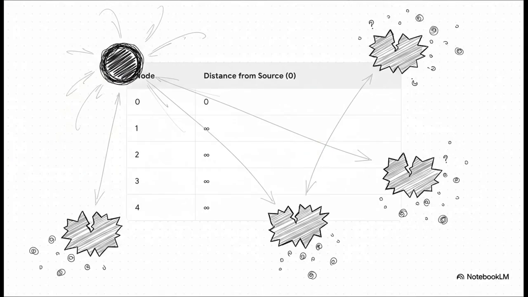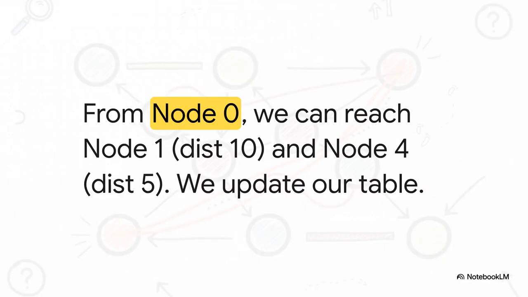Okay, here we go. This is our starting line. We're at node 0. The distance to get here is 0. But from this spot, every other node might as well be on the other side of the universe. We have no idea how to get to them yet, so their distance is infinity. All right, first move. From our starting point at node 0, we can look around and see two direct neighbors. Node 1 is 10 units away, and node 4 is 5 units away.